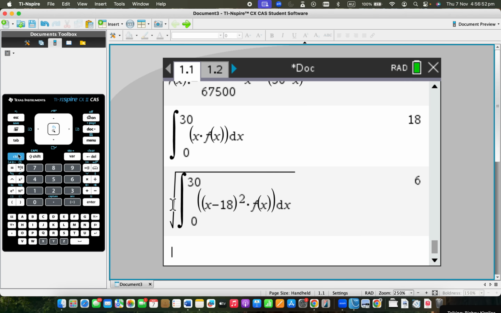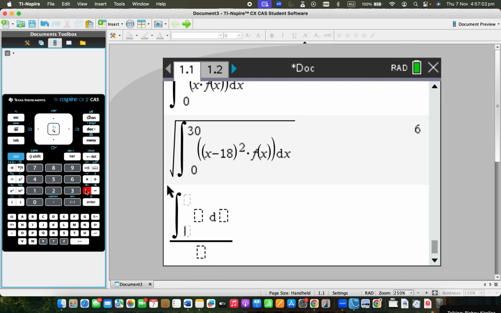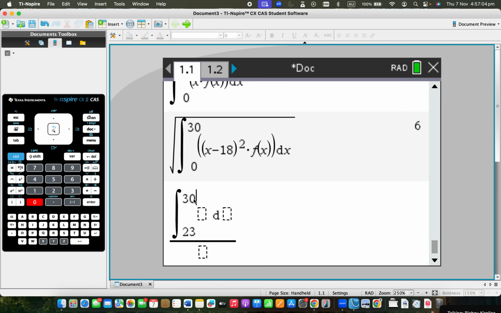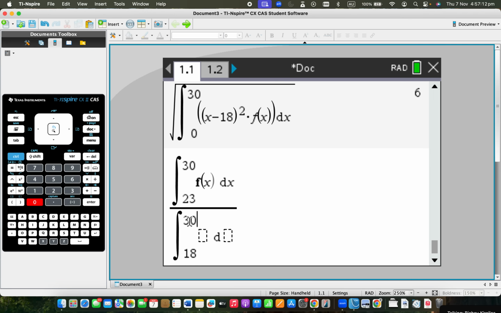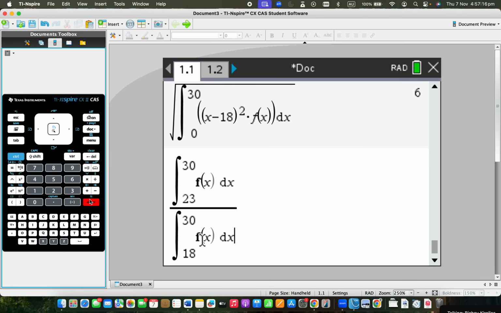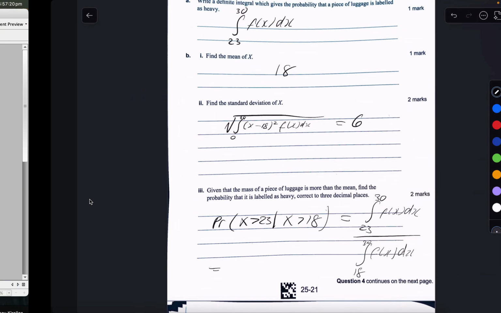So the top of the fraction is just going to be the 23 to 30. As we said, we already worked that out in the first question. Oh, no, we didn't work it out, so we need to put that. So that's going to be 23 to 30 of f of x dx, and the denominator is 18 to 30 of f of x dx, and that's 0.446 to 3 decimal places.